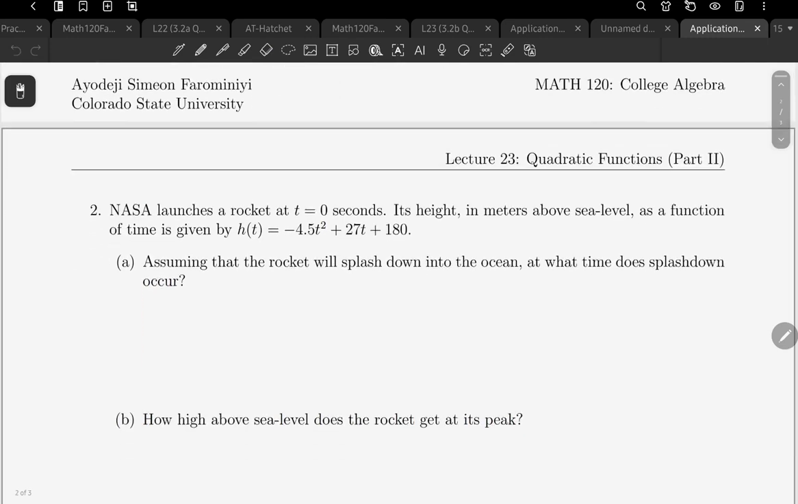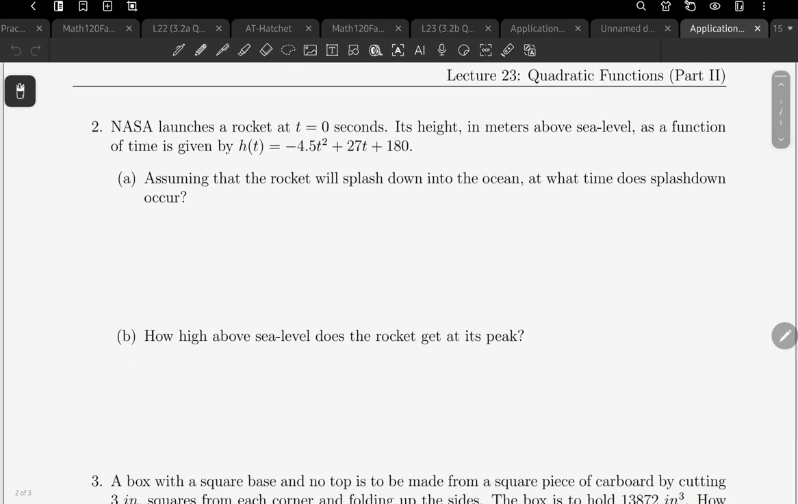For the second question, again, it is a function of height in terms of time. So NASA launches a rocket at t equals 0 seconds. Its height is given by this model. So we are interested in looking for the time the splashdown occurs.